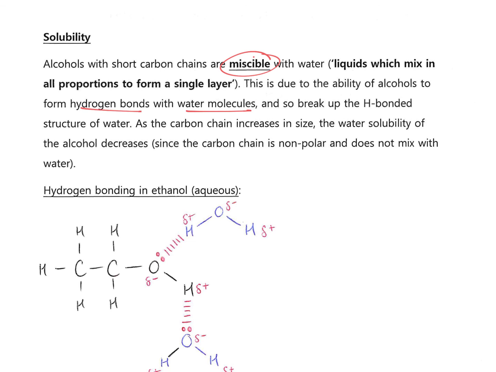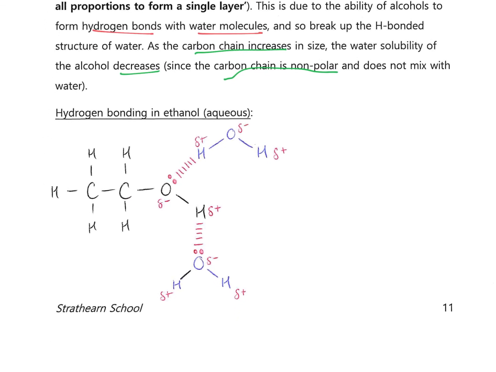However, it is important to note that the rest of your carbon chain is non-polar. So if you have alcohols with particularly long carbon chains, then the solubility of your alcohol is going to decrease. As the carbon chain increases in size, the solubility is going to decrease, because it's only really the OH group that can hydrogen bond with the water. And so if you have a really long carbon chain that's non-polar and can't interact with water, then your alcohol may be insoluble or immiscible overall. Here you've got a diagram of your hydrogen bonding in ethanol. So the O of your ethanol can hydrogen bond to the hydrogen in water, and the hydrogen can hydrogen bond to the oxygen in water.